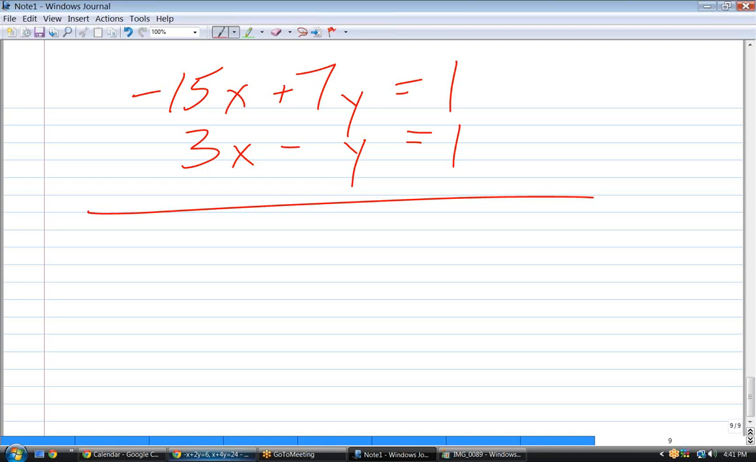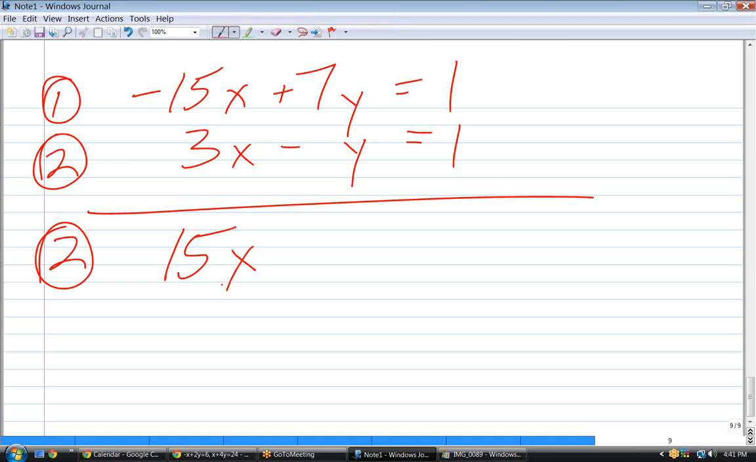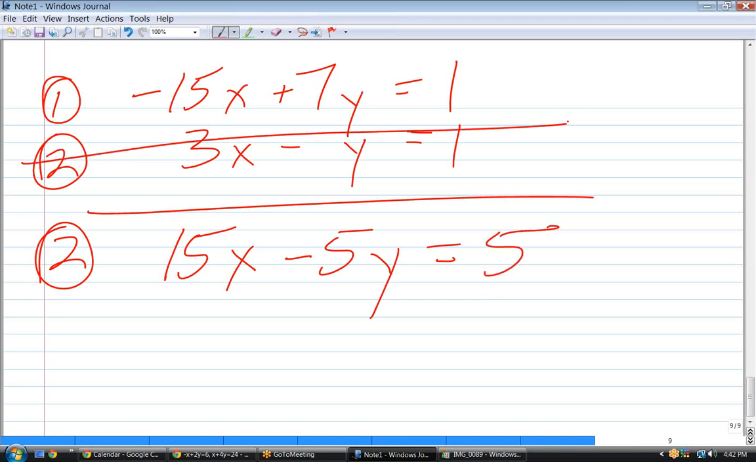What could I multiply the bottom equation by? 5. There you go. So this is equation 2. I'm going to change equation 2, multiply this by 5. What do I get? Just multiply it by 5 first. You get 15x, and then the other one you get minus 5y equals what? Equals 5. That replaces my original equation 2.